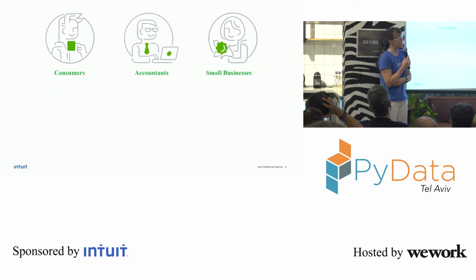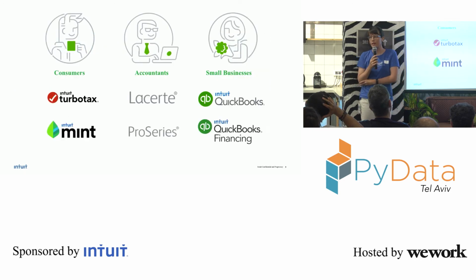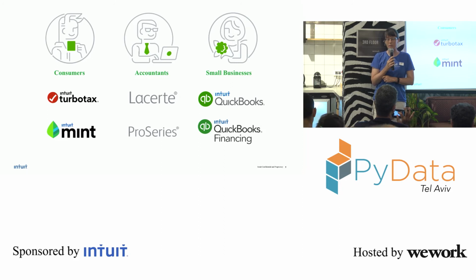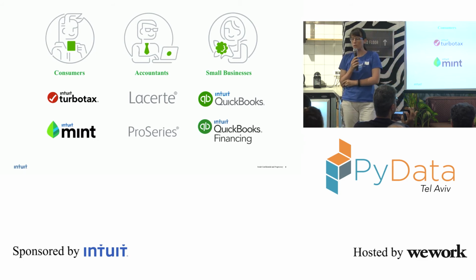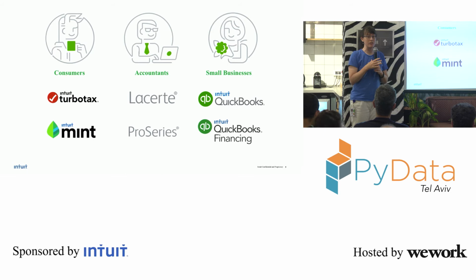We have 3 different kinds of customers at Intuit: consumers, the individuals like you and me; tax professionals or accountants; and small businesses. We have products for each of those types of customers, but the one I want to focus on is small businesses. Our flagship product for small businesses is a tool called QuickBooks, which is accounting software. In it, our small businesses can enter all of their accounting information, like their invoices, their expenses, and their assets.